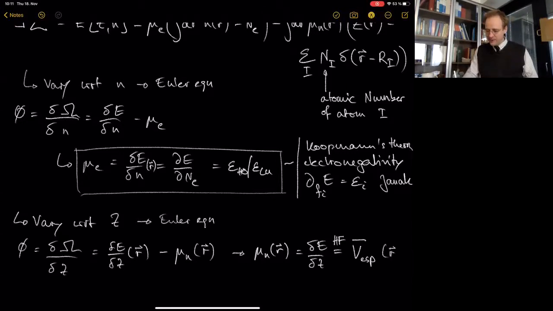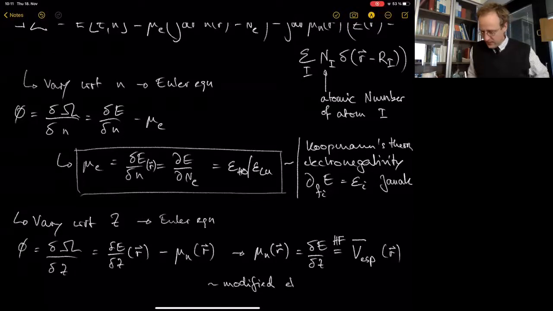But this is of course a function of space, and classically this makes a lot of sense, right? That's the very definition of the electrostatic potential. It tells you what is the derivative of your energy with respect to probe charge, which comes along, right? So this is the modified electrostatic potential.